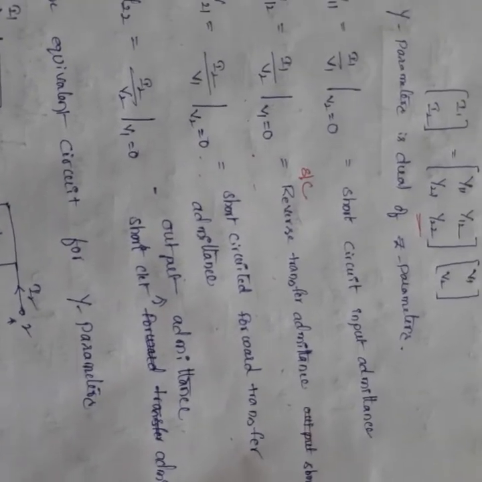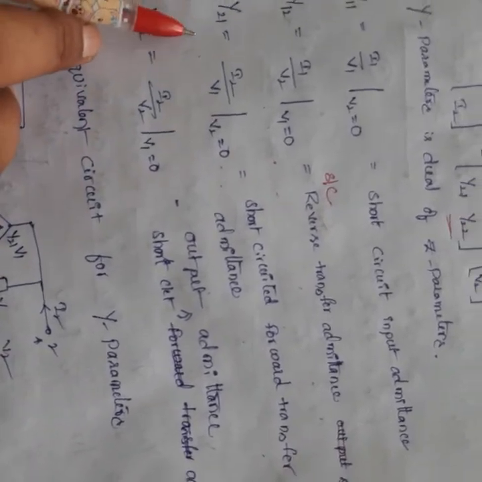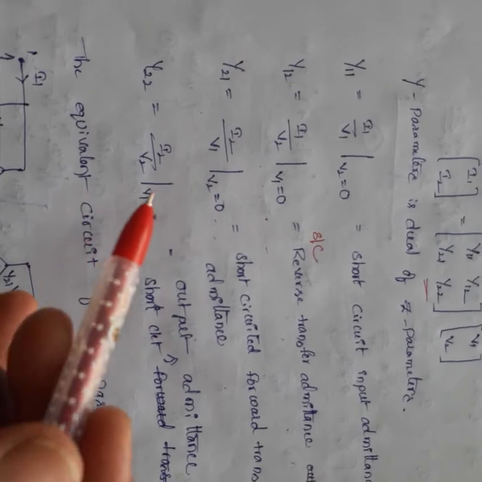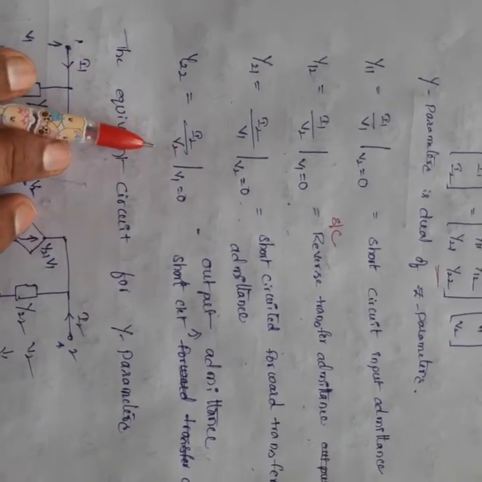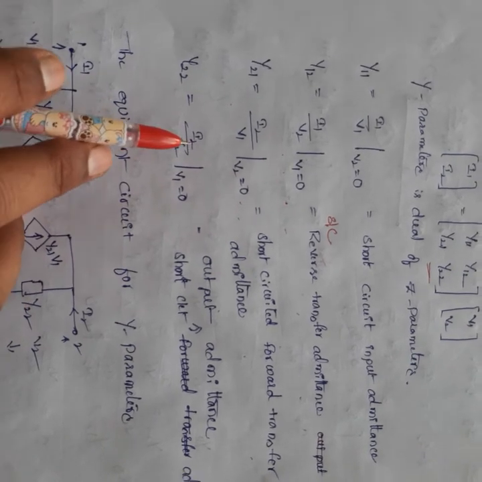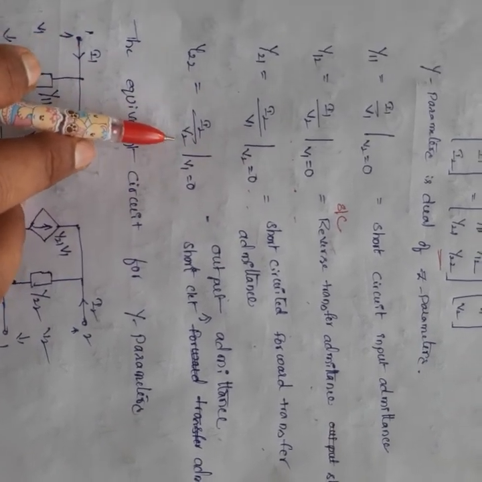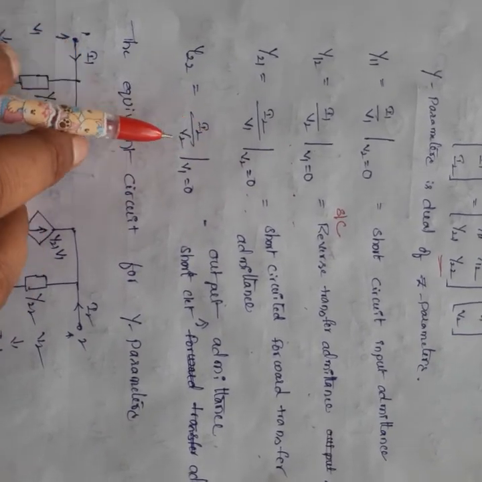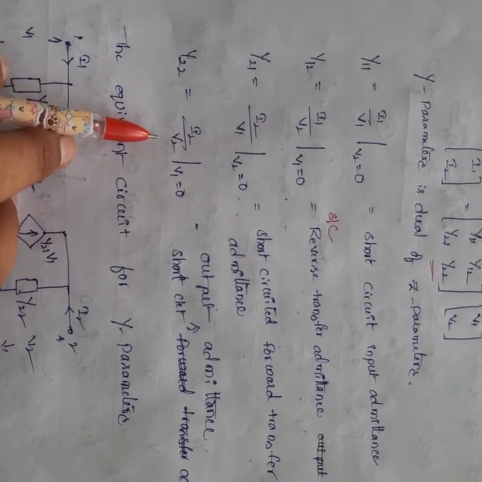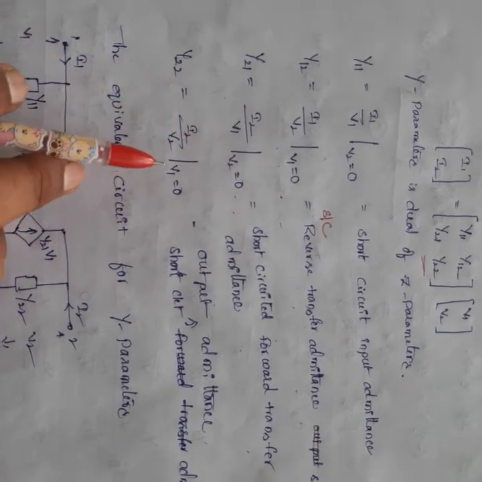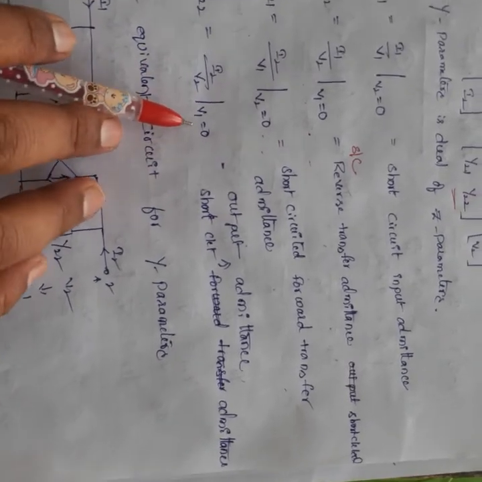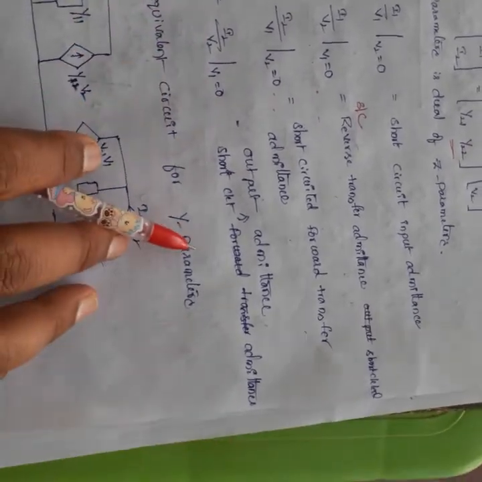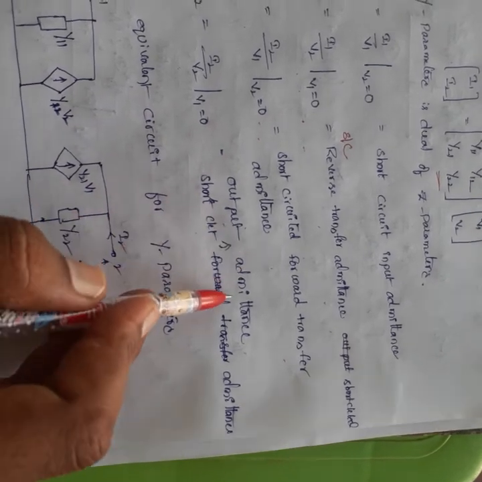Under the same case, V1 equals 0, Y22 equals I2 by V2. That relates to the output terminals, and I by V is admittance, so it is called the short circuit output admittance.